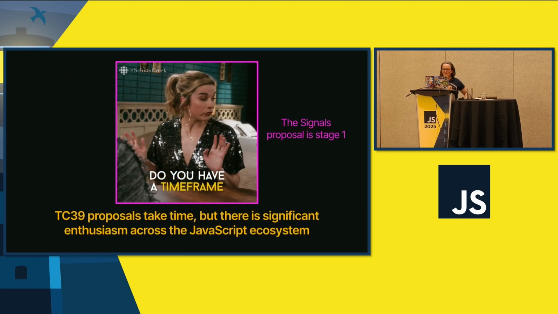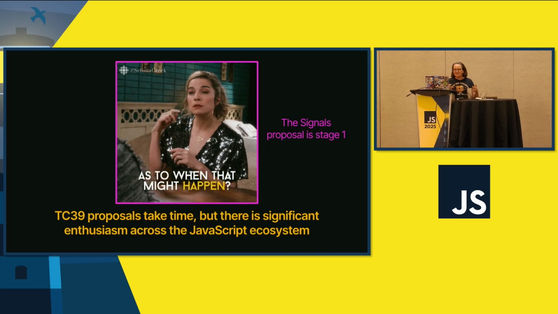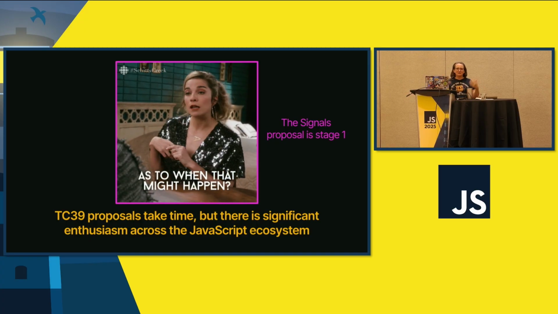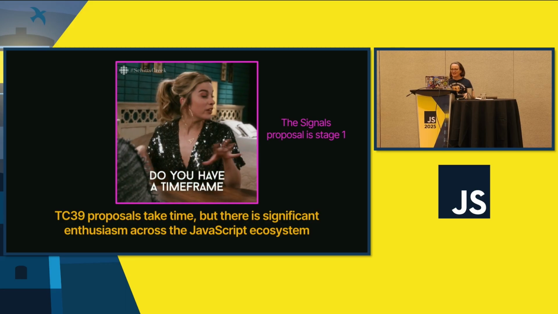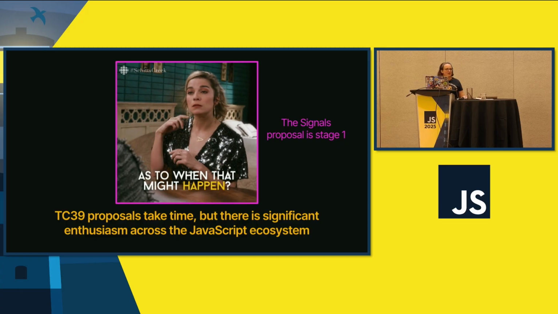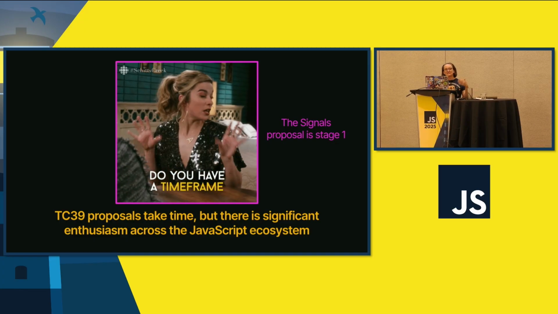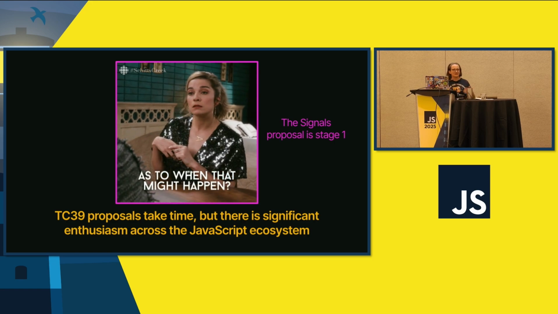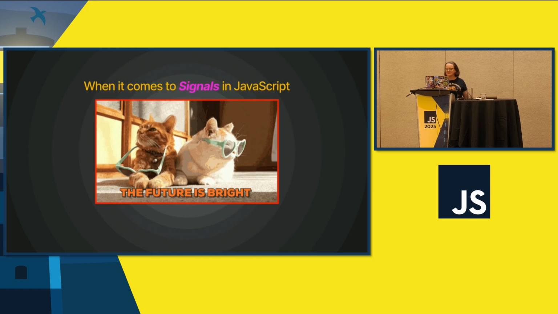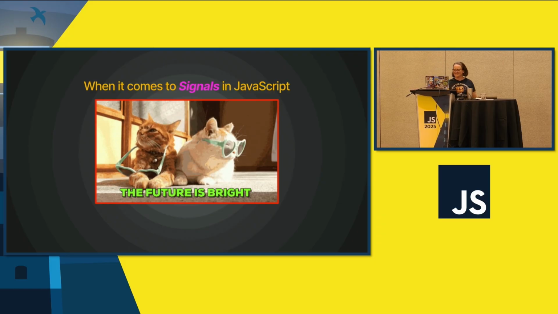All right, so I hope you're as excited as I am about it, and you're probably like, cool, when is this going to happen? Now the uncool thing is that TC39 proposals take forever. Last time I checked, we're still in stage 1. But there is significant enthusiasm across the JavaScript ecosystem, so I feel like it'll get better traction. There's an observable TC39 proposal as well that never really got traction. I feel like signals will get more traction than that because the future is bright for signals in JavaScript.